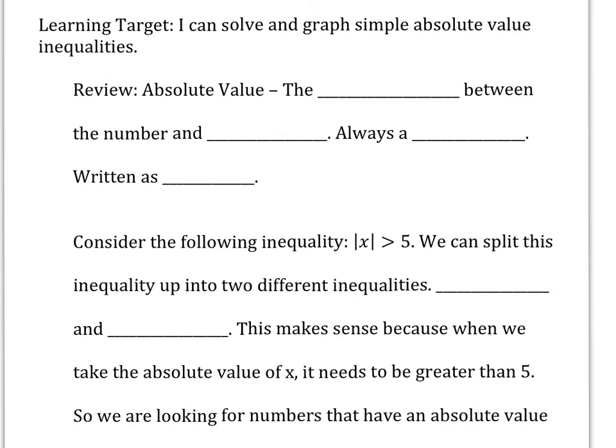Absolute value is the distance between the number and 0. It's always a positive number. So we'll fill in here: distance between the number and 0. Always a positive. And it's written as a bar symbol with the variable or a number inside of the absolute value.